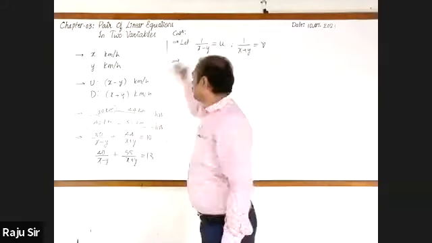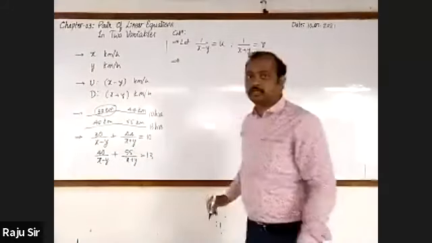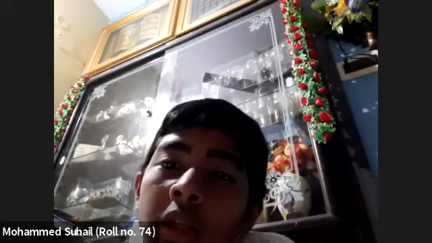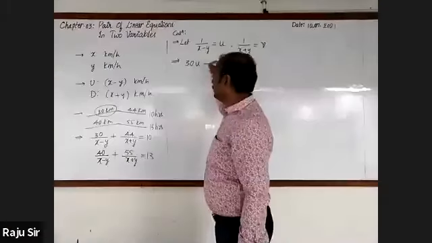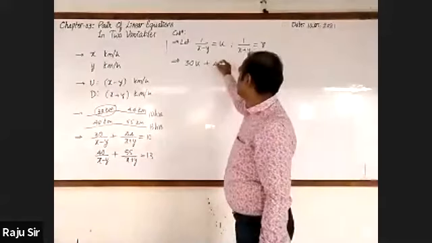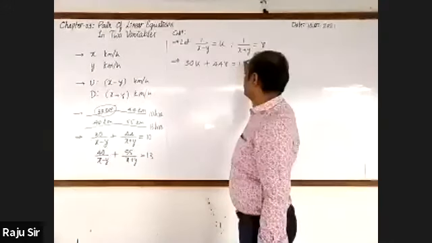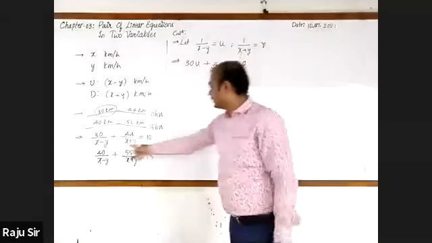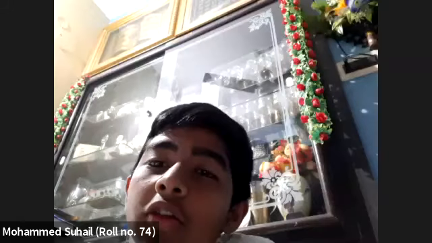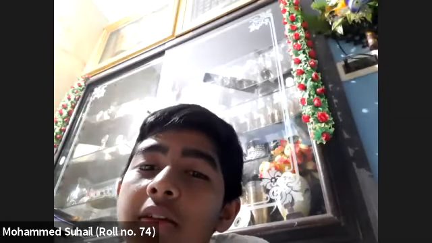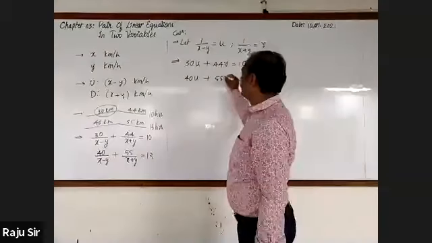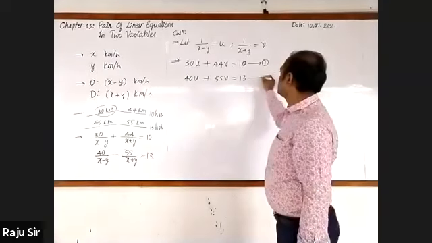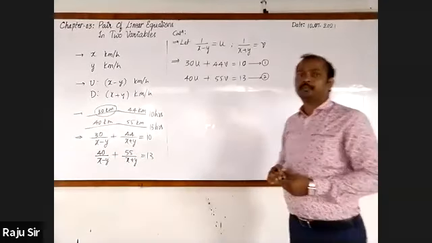Now, how do you rewrite the first equation? This is 30u plus 44v is equal to 10. Second equation, it is 40u plus 55v is equal to 13. So I call the first one equation 1, the second one equation 2.